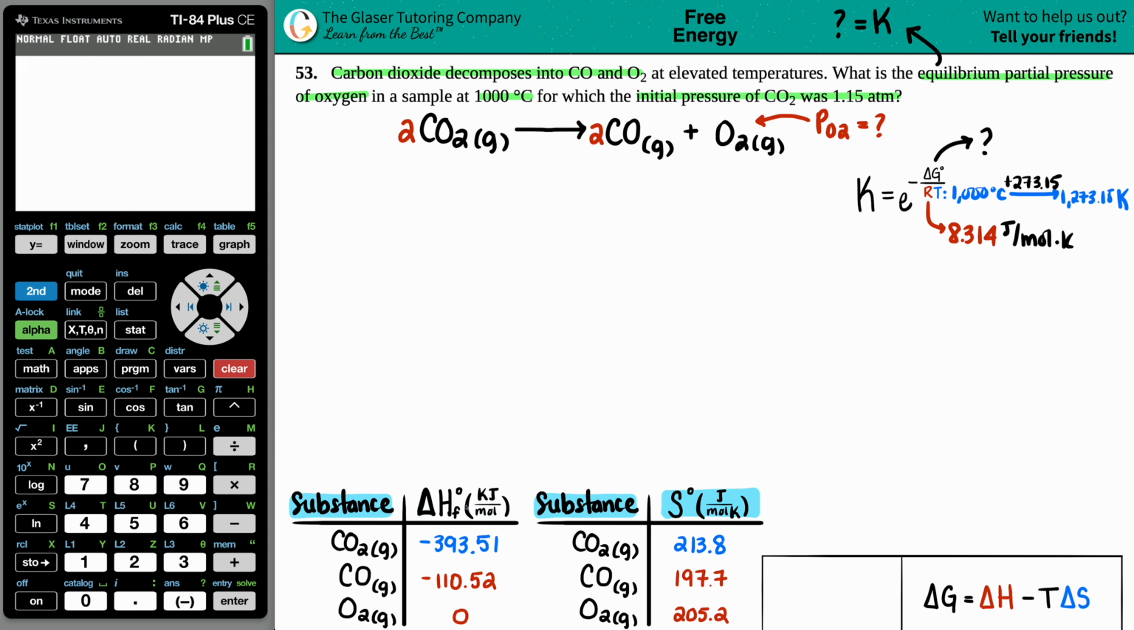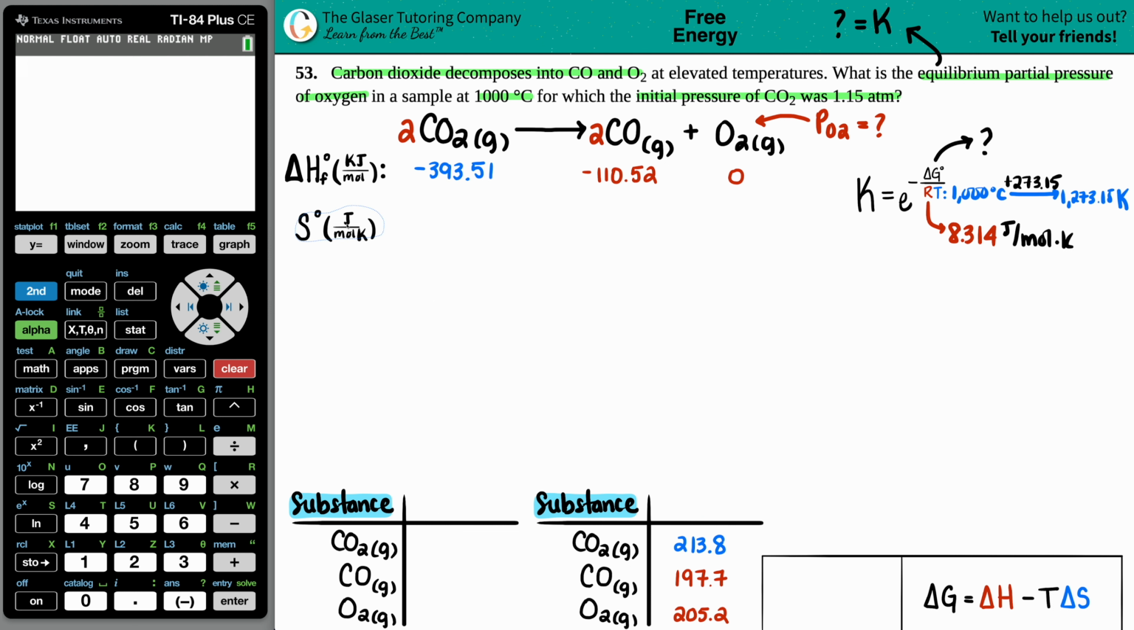So let's now just rearrange this. So I'm going to pull this up. So here are all my delta H values. So for the carbon dioxide is negative 393.51, carbon monoxide is negative 110.52, and the oxygen is 0. Let's do the same for the S values. So here's all my entropy values now. So we have 213.8 for the carbon dioxide, we have 197.7 for the carbon monoxide, and we have 205.2 for the oxygen.